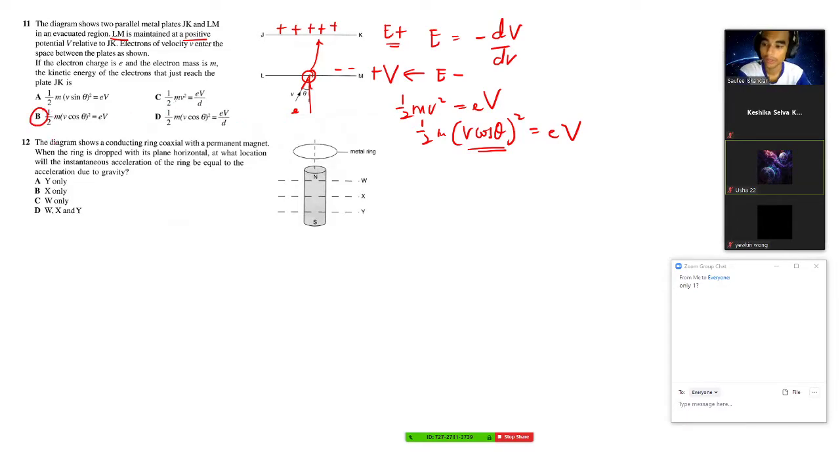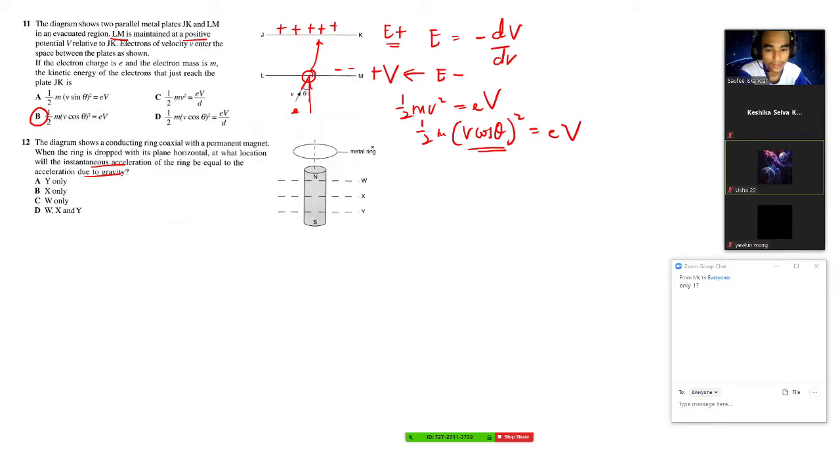Question number 12. The diagram shows a conducting ring coaxial with the permanent magnet. When the ring is dropped with the plane horizontal, at what location will the instantaneous acceleration of the ring equal the acceleration of gravity? So this is a question about the phenomenon of eddy current and Lenz's law. Two things occur in this situation.